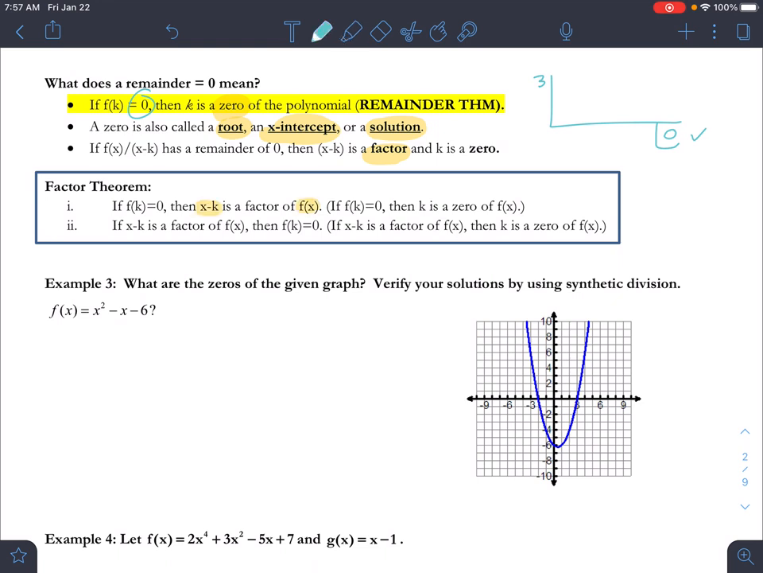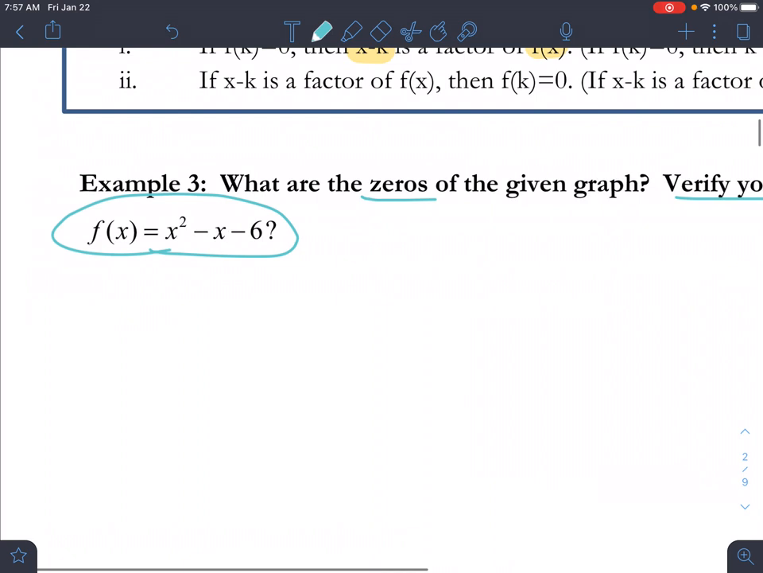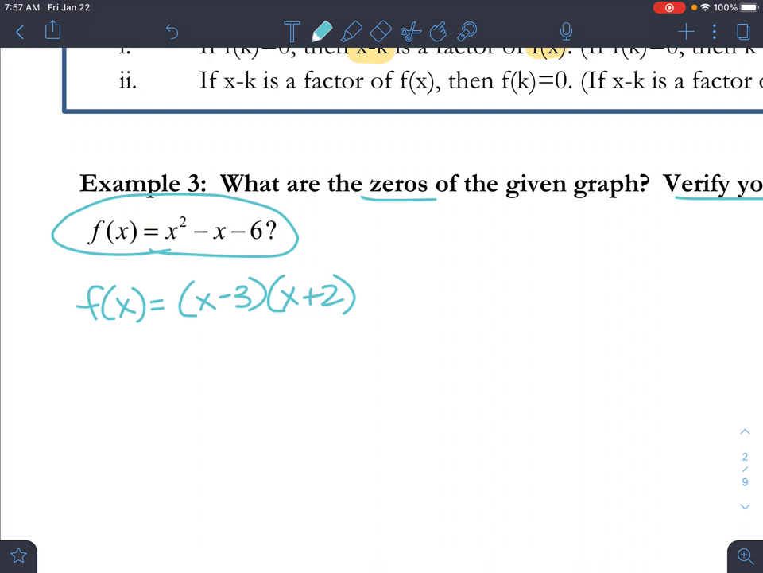All these letters I think confuse people, so let me show you what I mean on this graph. If I said, what are the zeros on this graph? Verify your solutions. Take a look at this guy, x squared minus x minus 6. If I said solve for x, I think you could probably easily do that, right? You would just factor. You would get x minus 3, x plus 2. So my zeros, or my solutions, would be 3 and negative 2.